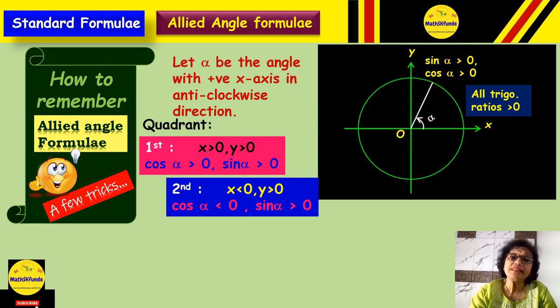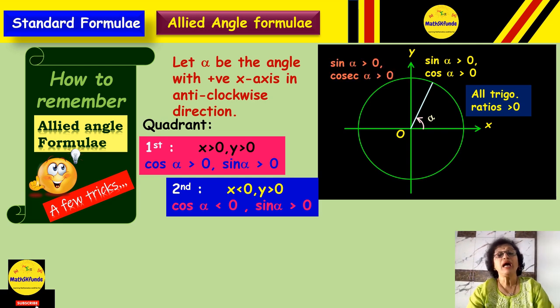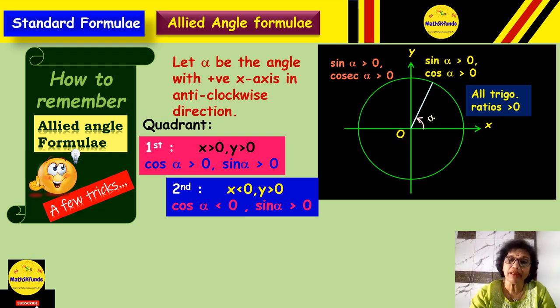Correct? What happens in second quadrant? In second quadrant, we know x coordinate negative and y positive. And due to that, now we will have cos alpha negative and sin alpha positive. And now since sin alpha is positive, even cosec alpha is positive. What about remaining other trigonometric ratios? They all would turn out to be negative.